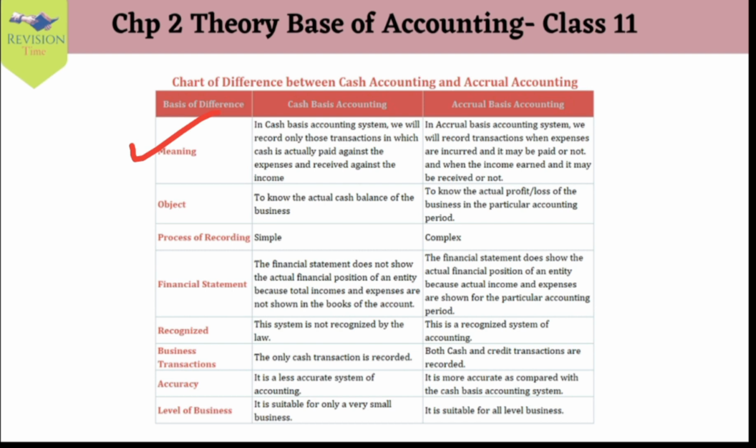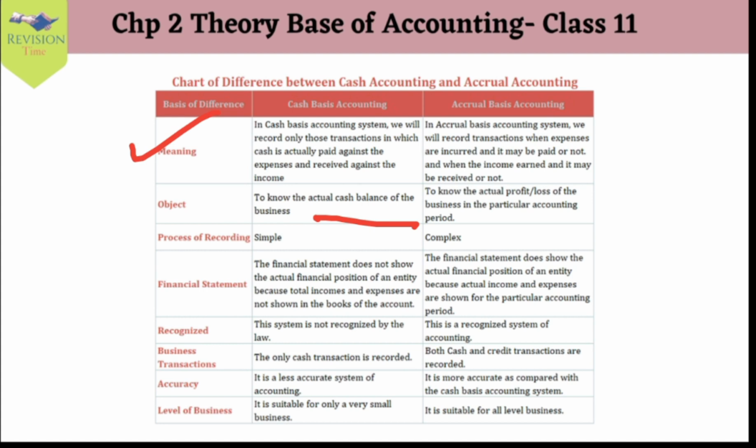Here, what is the objective? Under cash basis of accounting, we are recording only when we are receiving the cash, so it will give us the actual cash balance for the business. But under accrual basis of accounting, we are recording all the activities that a business is undertaking in a particular accounting period, even if we are not receiving or paying cash for it. So we will be able to ascertain the profit or loss of the business for a particular accounting period with the help of accrual basis of accounting.